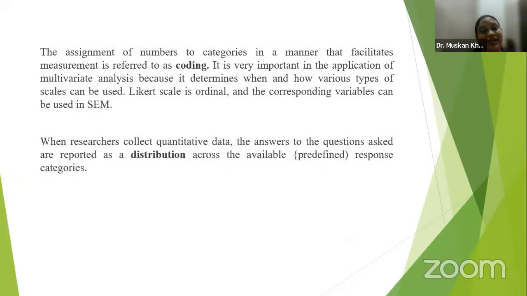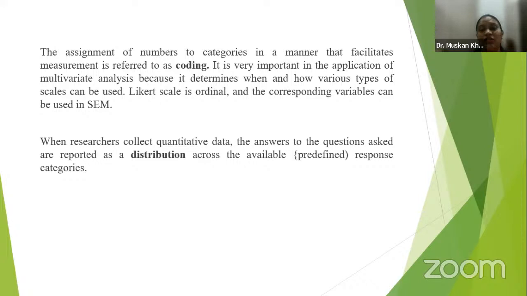What is coding? Assignment of numbers to certain categories is coding. Like in the Likert scale, what we do is strongly agree 5, agree 4. So we try to give numbers. So in PLS-SEM also, we have to take care of the coding.